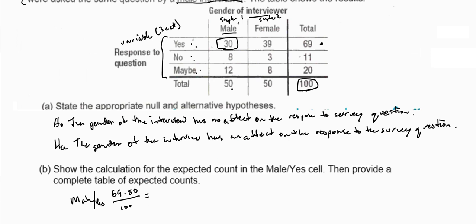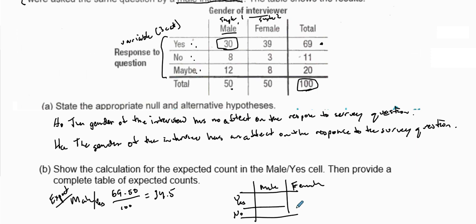You can go on your calculator and figure this out. When you punch that into your calculator, you should get a value of 34.5. And that is the expected amount of people for males being yes. Now we can write out our complete table. If we go over here and say this is males, this is females, and these are our interviewers, and we'll say yes, no, and maybe right here.